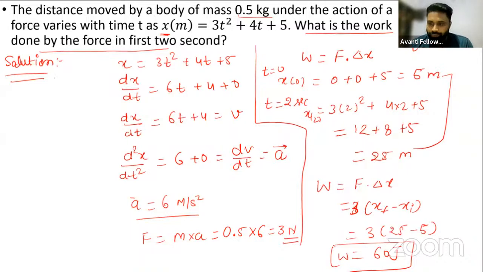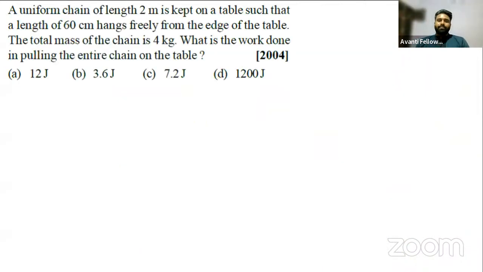Now move on to the next question. Here it is on your screen. So a uniform chain, it is a heavy question. A uniform chain of length 2 meter is kept on a table such that a length of 60 centimeter hangs freely from the edge of the table. The total mass of the chain is 4 kg. Then what is the work done in pulling the entire chain on the table?